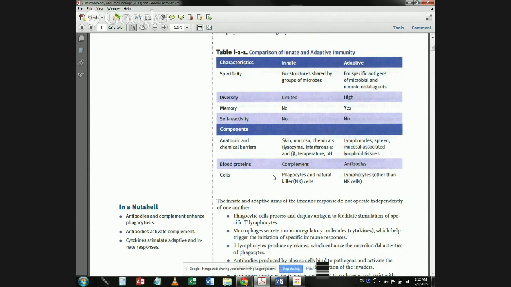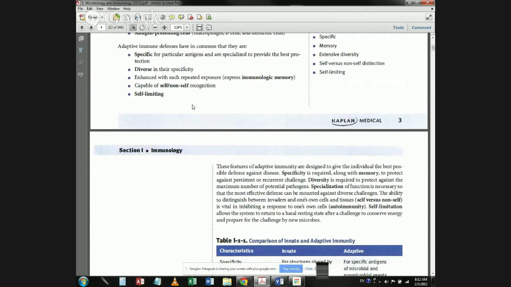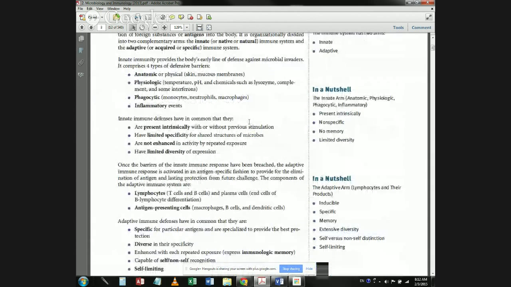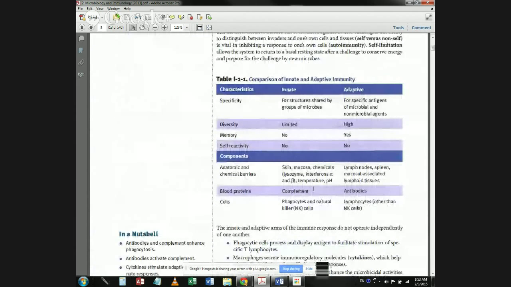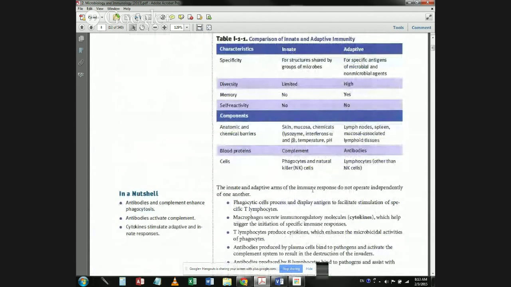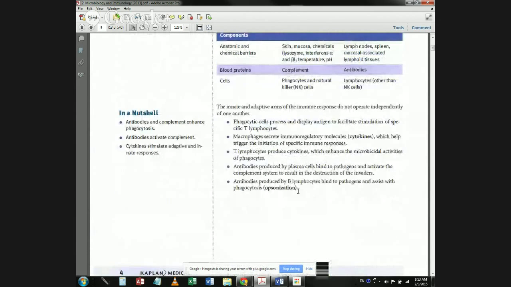Now, what cells are used in innate immunity? We remember that it was the phagocytes, basically, and natural killer cells. We're talking about monocytes, neutrophils, and macrophages as well. So macrophages, look at that. It is part of innate and adaptive immunity. Remember that they're part of both, which makes sense because once activated, they can get inside the tissues. The innate and adaptive arms of the immune response do not operate independently of one another. That makes sense because they depend on each other.